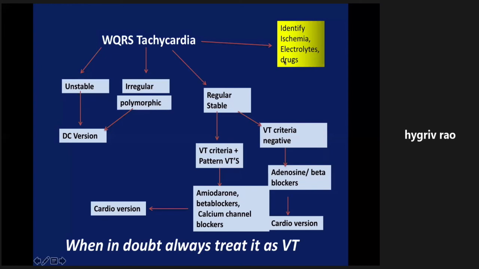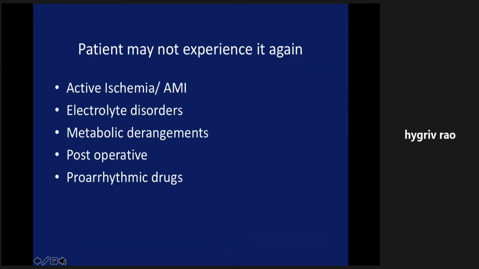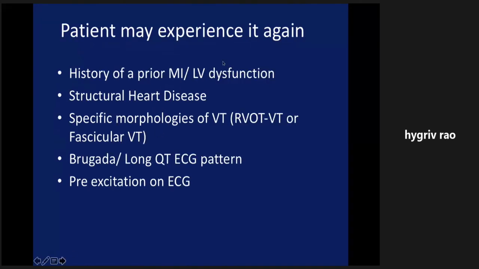But never forget to identify the following things: drugs like amiodarone with wide QRS tachycardia, electrolytes, ischemia. Never forget this, especially in patients over 40 years, they are missing them. The patient may not experience it again. The patient can get it only once. It is either MI, acute ischemia, electrolyte disorders, metabolic disorders, or post-operative. These are the conditions in which the patient has a VT. He may not get it again and again. You have done angioplasty or he may not get it again. But there are some who can get it again and again.